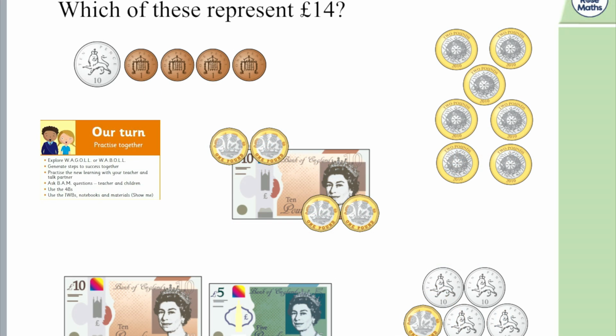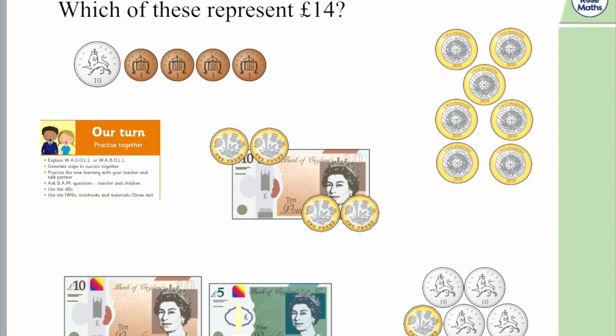Let's have a look at this question together. Which of these represent £14 pounds? Now, it says which of these. That tells me that it could be more than one answer. Let's look at the first one together. 10 add 4 ones. Well, that's 14. So surely that's £14. Am I right? No, because 10p add 4 1p's is 14 pence, not pounds.